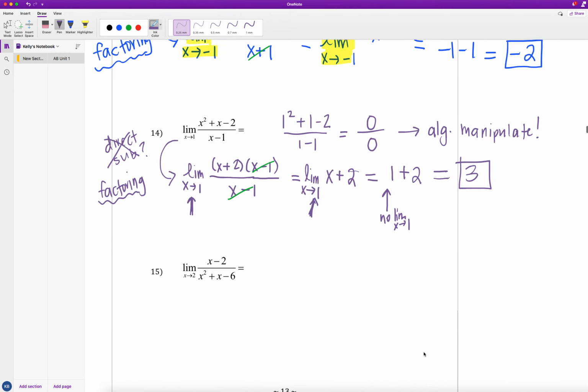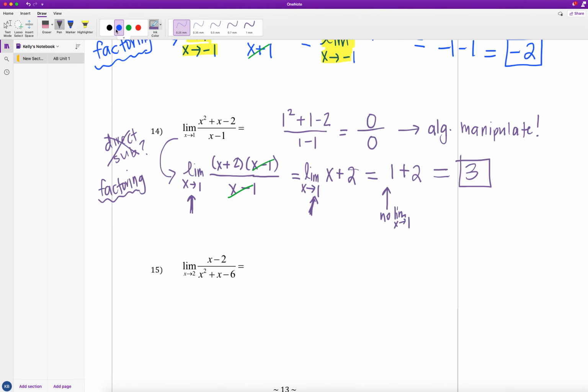Let's look at example 15. Why don't you guys pause the video and try example 15 on your own first, and then we'll check it together. So example 15 says the limit as x approaches 2 of x minus 2 over x squared plus x minus 6. Now this one isn't as obvious right away if I'm going to end up with this 0 over 0 form. So let's see.